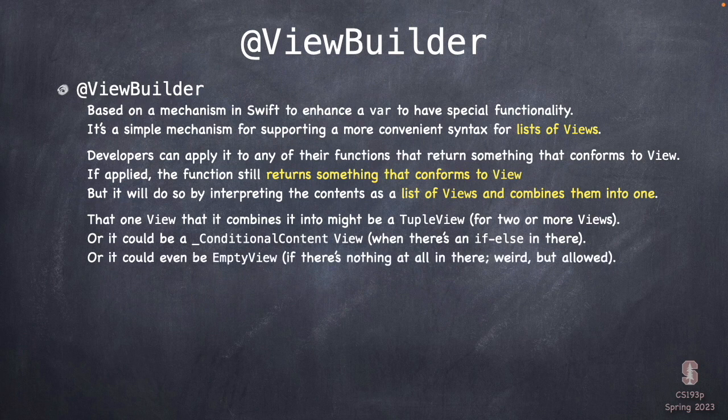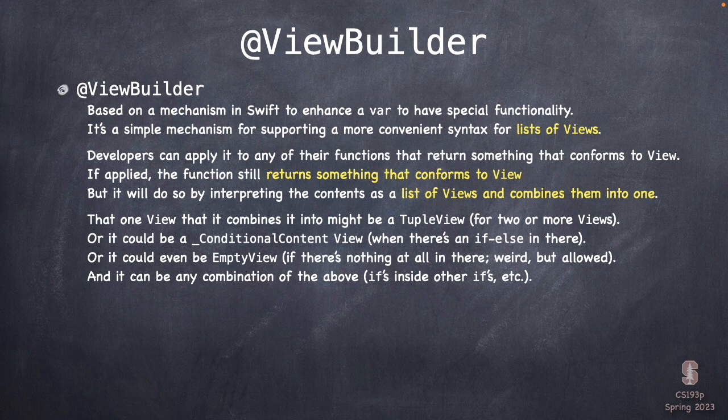And it could also be EmptyView. Like if you have an if-then and the else case did nothing, then it might be an EmptyView in that case. And it could be any combination of these things. TupleViews with ConditionalViews in there, ConditionalViews with TupleViews, any tree of these things that you want. It all rolls up at the top level. There's either a TupleView or an underbar ConditionalContent view, or something's at the top level. That's the view that's returned. That's what's going on inside ViewBuilder.